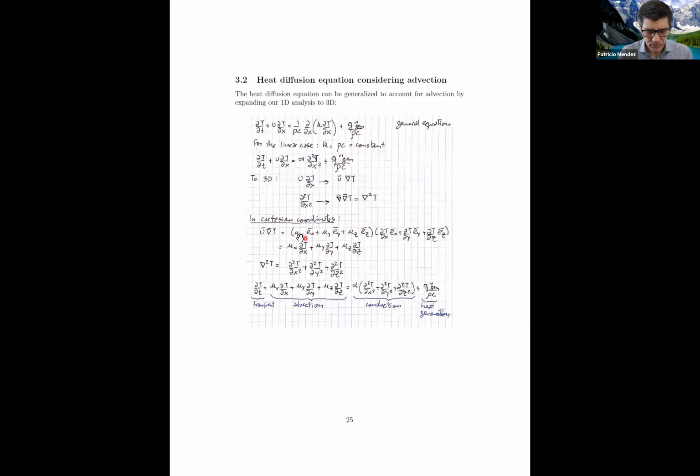So here we have the velocity as a vector that has a component in x, in y, and in z. This is in Cartesian coordinates. And here's the gradient that is the derivative in x, the derivative in y, and the derivative in z, each on its own unit vectors. Right, when I multiply these two, we end up with this component here.